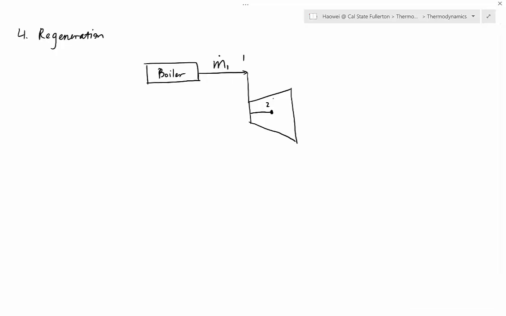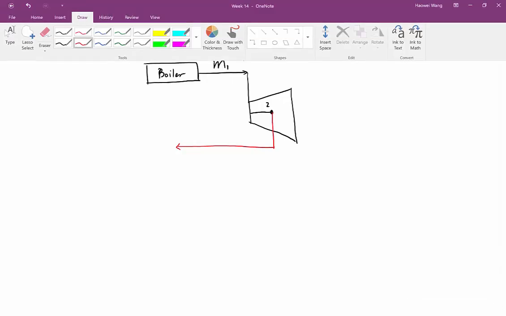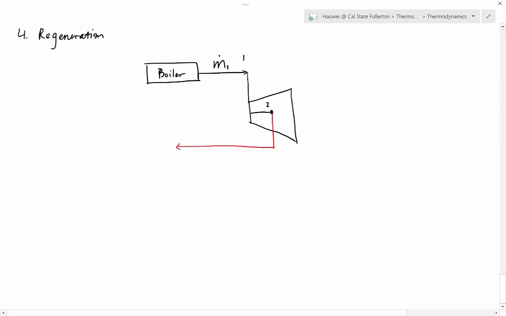And then at number 2, what will happen is you separate the fluid into 2 streams. Okay, so let's do that. The first stream will just directly leave the turbine. And the rest, let's use color blue for the rest. The rest will go through the rest of the turbine. And then it comes out of the turbine. We call it number 3.